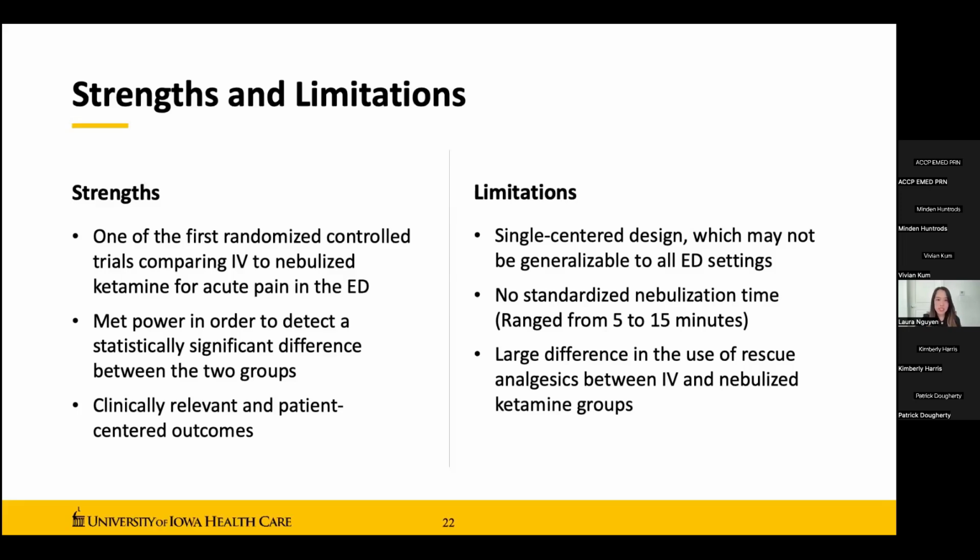And in addition, there was a significant difference in the amount of rescue medications used for pain relief between the IV and nebulized ketamine groups. So this imbalance could have potentially confounded the interpretation of the main results regarding the pain score differences.